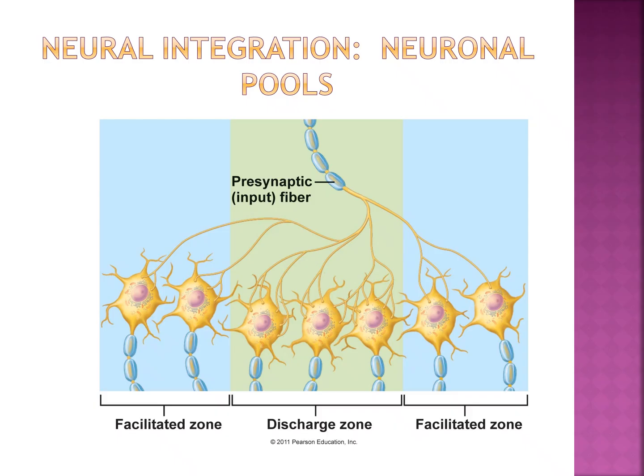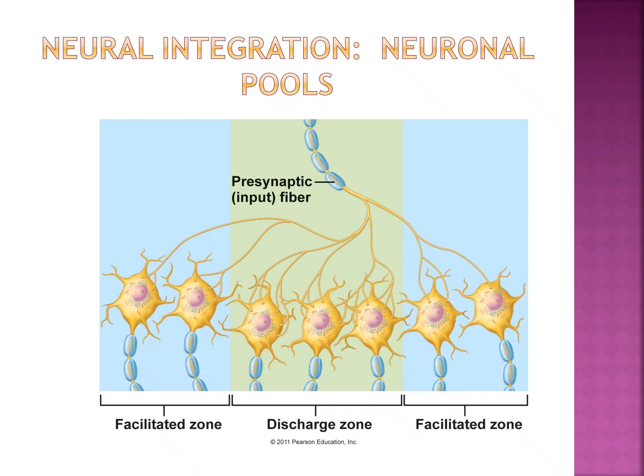An example of a simple neuronal pool is shown in the above diagram. Note that one incoming presynaptic fiber branches extensively as it enters the pool and then synapses with several different neurons in the pool. When the incoming fiber is excited, it will excite some postsynaptic neurons and facilitate others. Neurons most likely to generate impulses are those closely associated with the incoming fiber because they receive the bulk of the synaptic contacts. Those neurons are said to be in the discharge zone of the pool.